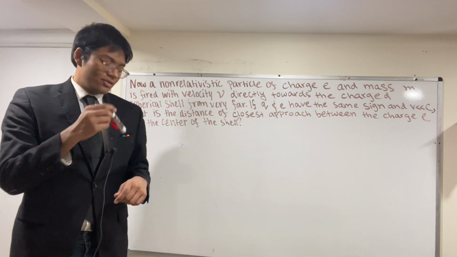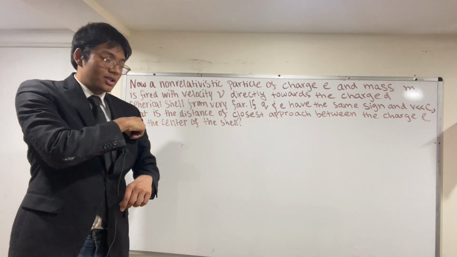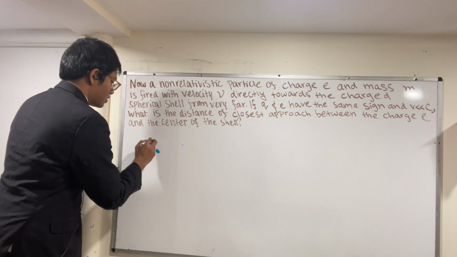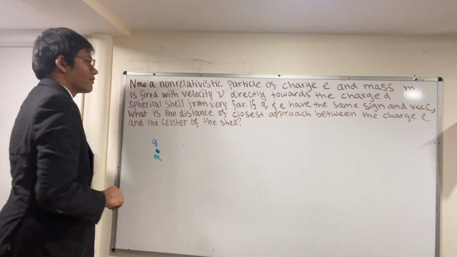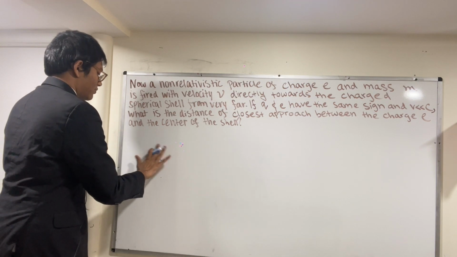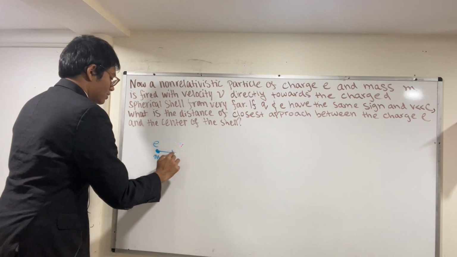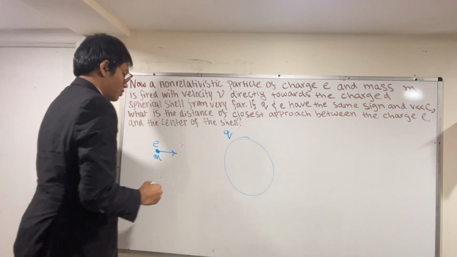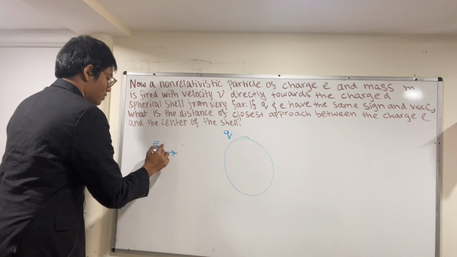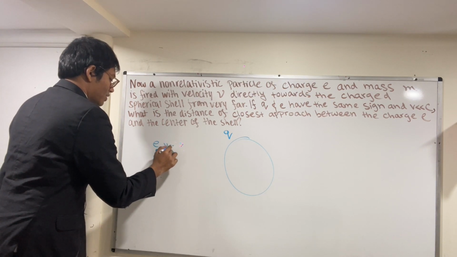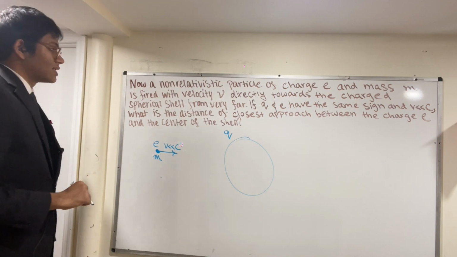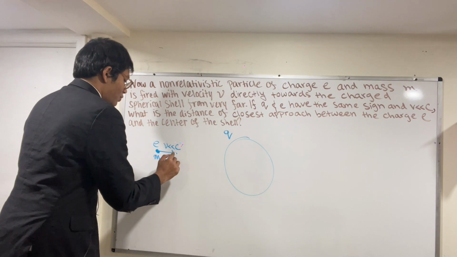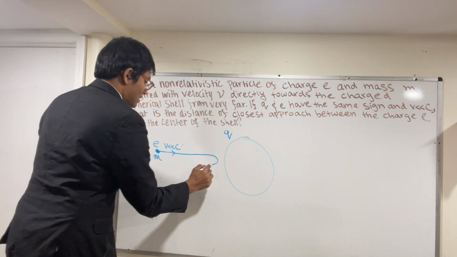Let's first draw a diagram to illustrate the situation at hand. What we have is some small particle of charge E and mass m hurtling towards our charged spherical shell, which has a total charge of Q, but the velocity with which this charge is heading is much less than c. So it's non-relativistic. Now, if Q and E have the same sign, then we expect that at some point the charge is going to get close, and then turn back.